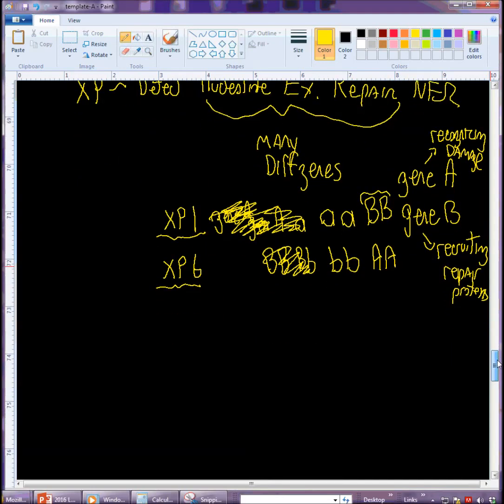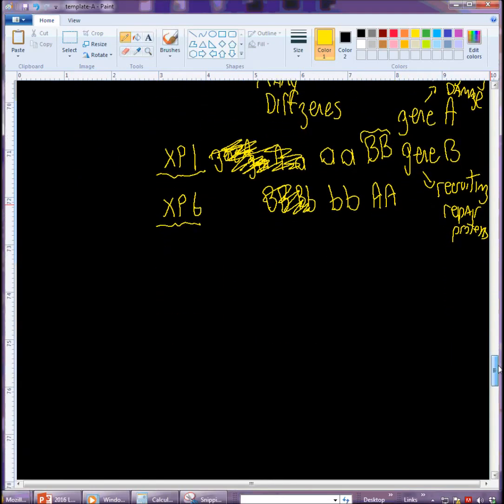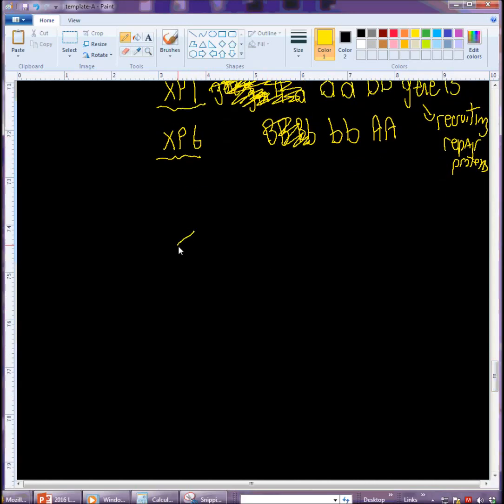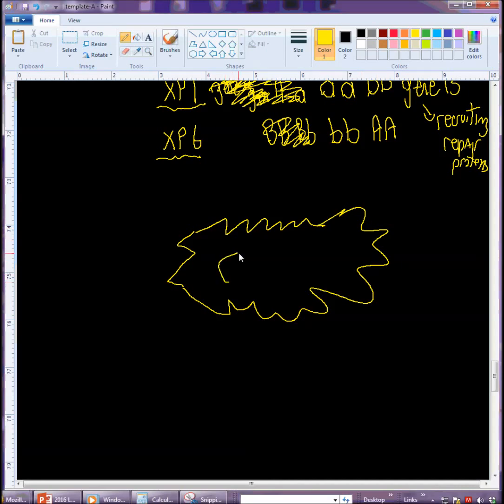So what would happen if we made a heterokaryon of XP1 and XP6? So here's our heterokaryon here. Fibroblast cells, so we have the pointy edges. XP1 took my cell here. I have my XP1 nucleus fused with the nucleus from the XP6 individual through the somatic cell hybridization of our cells.